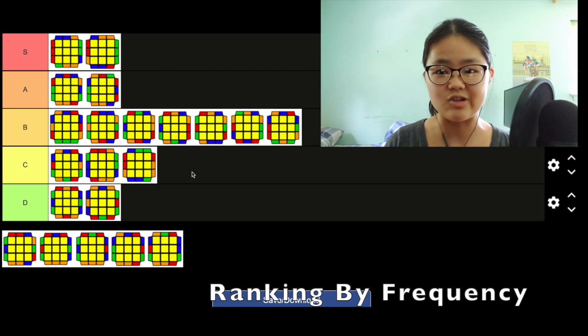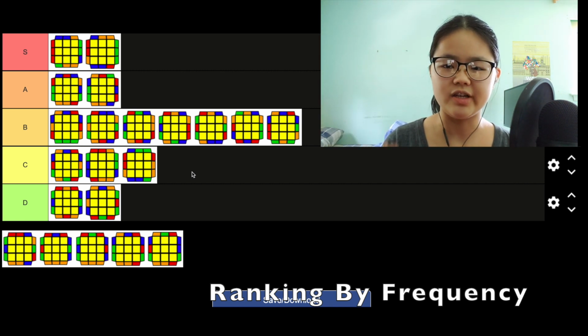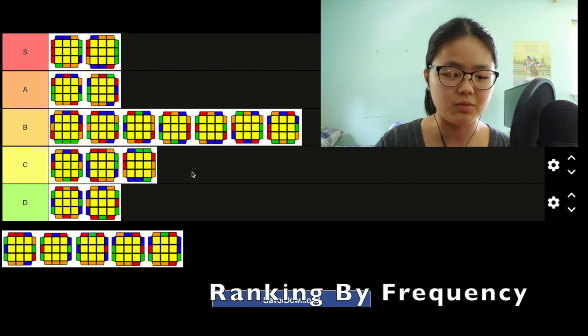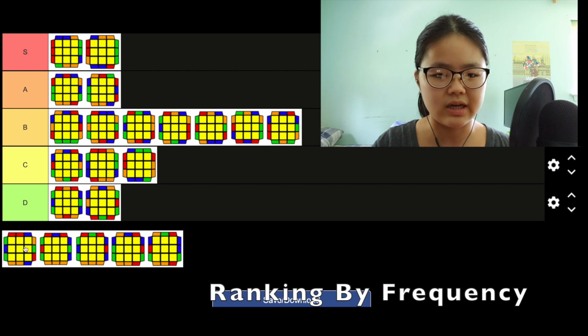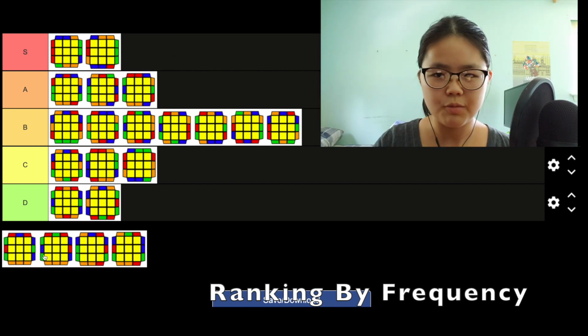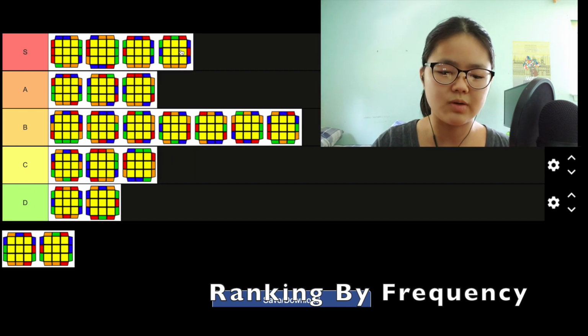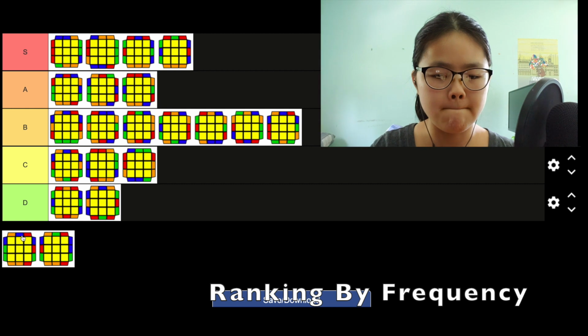I think it would be really interesting if two versions of the same algorithm, like Ja and Jb, had significantly different numbers of occurrences or average times, so we'll see. T perm, I also feel like I get that pretty often and execute it pretty quickly, so we'll put it here. For U perms, I feel like I get U perms a lot. I think U perms and J perms are the most frequent ones. And then V perm and Y perm.